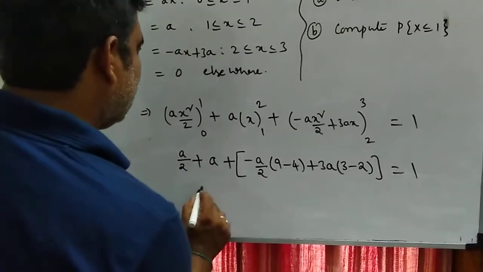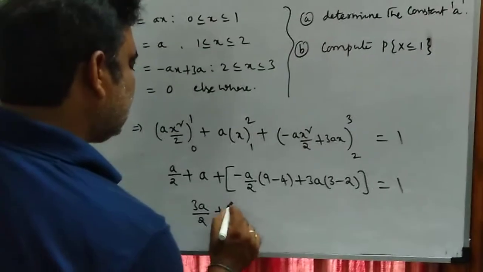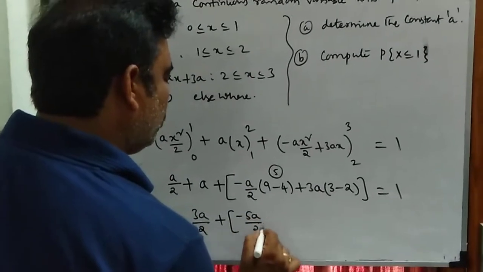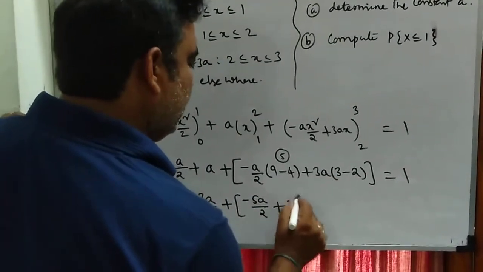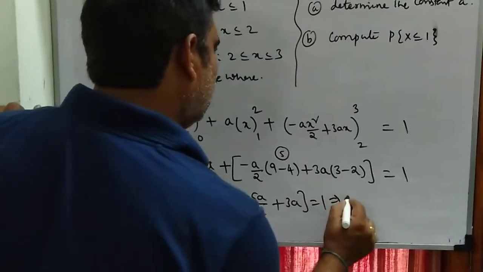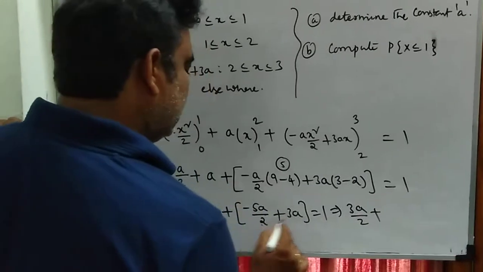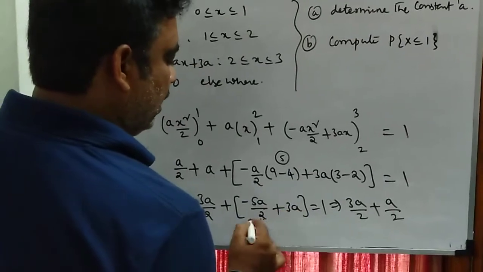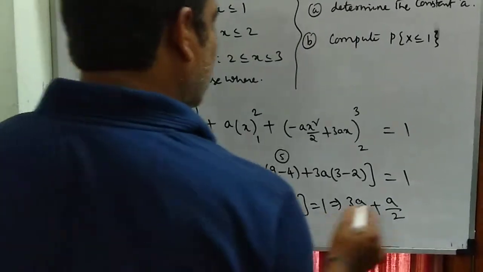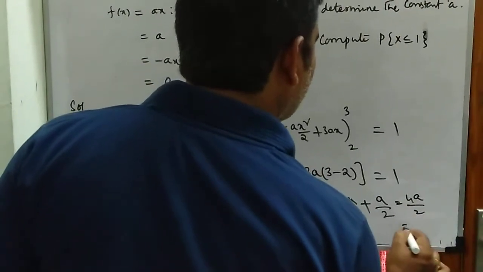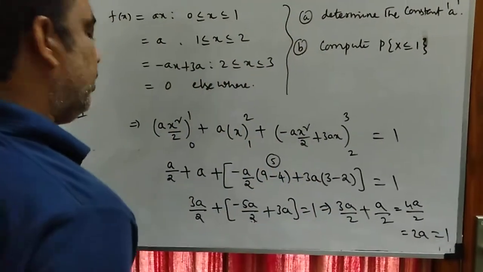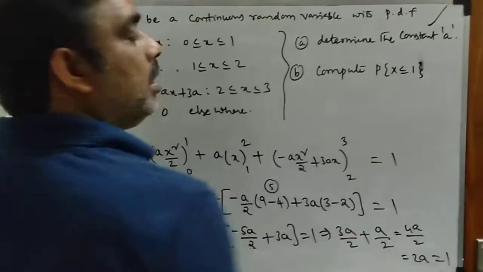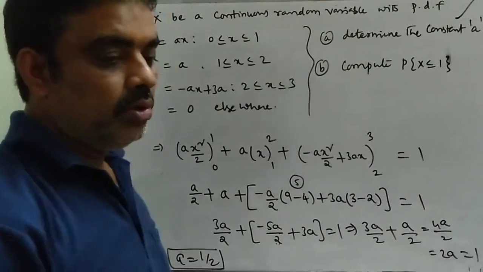So this is a by 2 plus a, that is 3a by 2, plus minus a by 2 into 9 minus 4, this is 5, so minus 5a by 2, plus 3a is equal to 1. This gives 3a by 2 plus 6a minus 5a by 2, that means 4a by 2, which is equal to 2a is equal to 1. 2a is equal to 1 means what is the a value? a is equal to 1 by 2. That is the constant value. The value a is equal to 1 by 2.